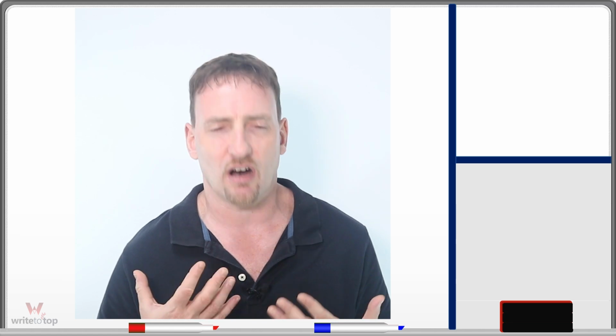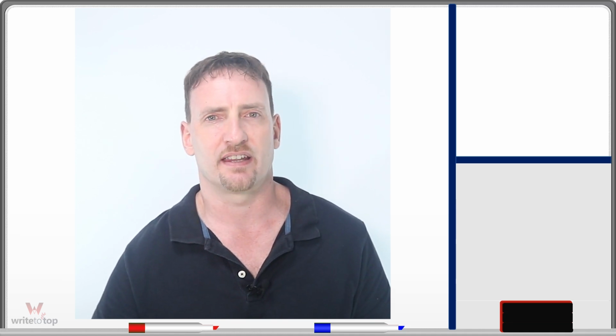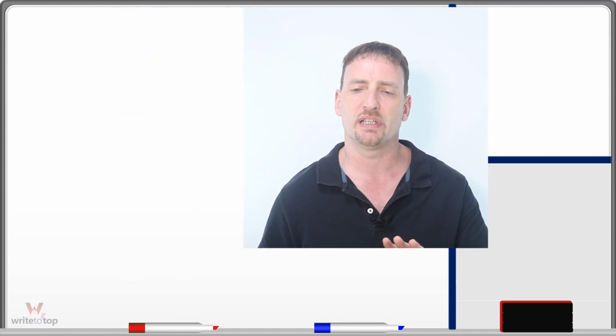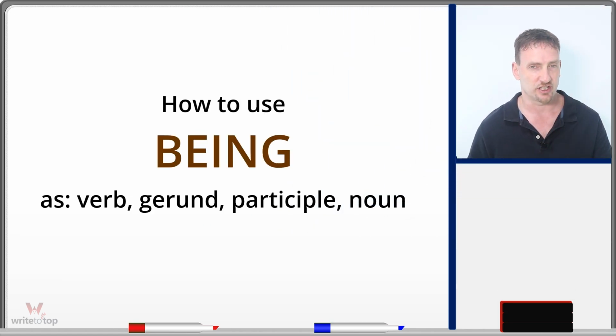And the reason I'm talking about this is because students often ask me, how do I use this word? It's such a confusing word. So the reason that most people find it confusing is because it has multiple uses, okay? So that's what we're going to look at today. How to use being as a verb, as a gerund, as a participle, and as a noun.